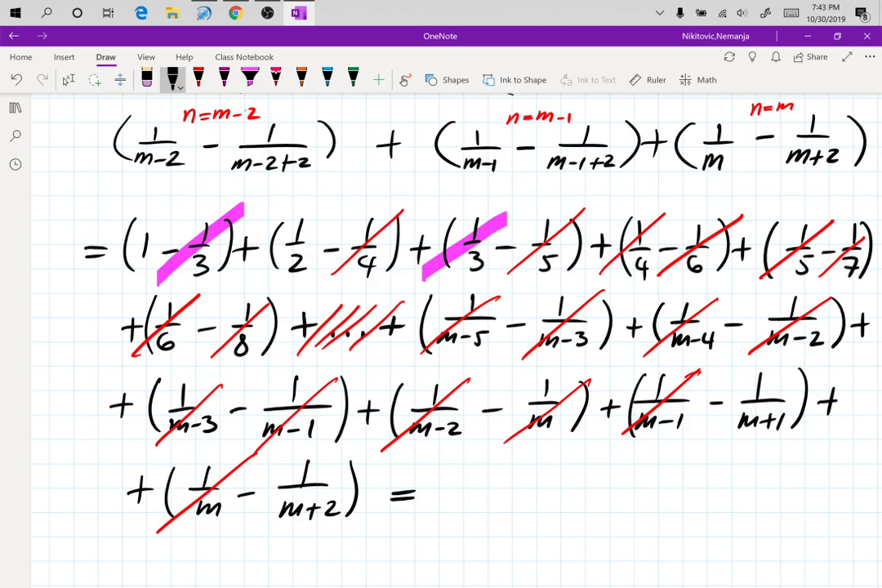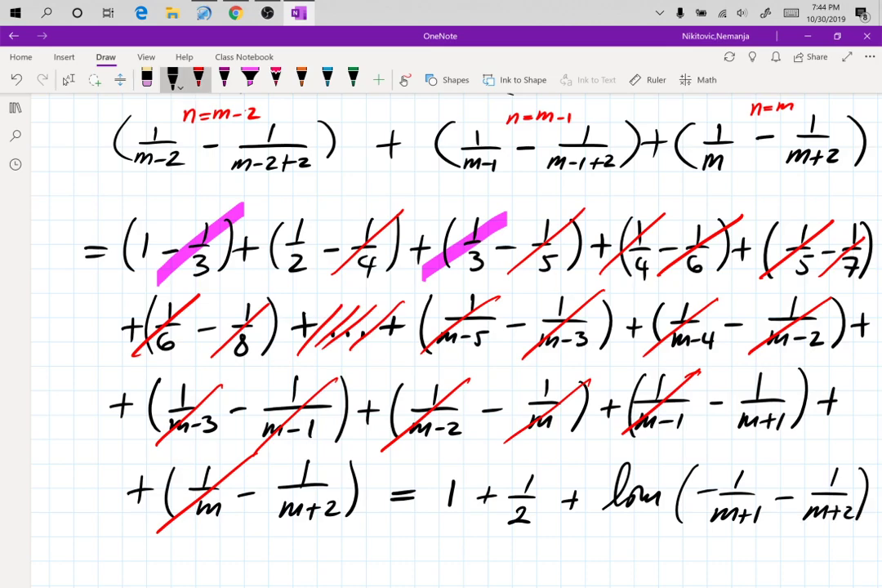What's left is 1 plus 1/2 plus the limit of negative 1 over m plus 1 minus 1 over m plus 2. Well, that puppy goes to 0. And your sum converges at 3/2.